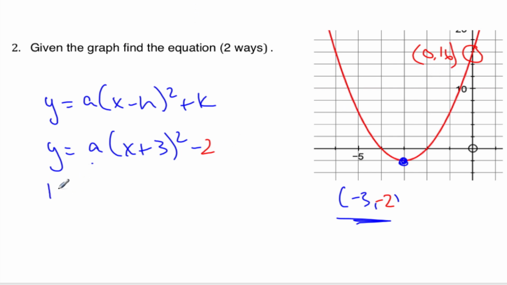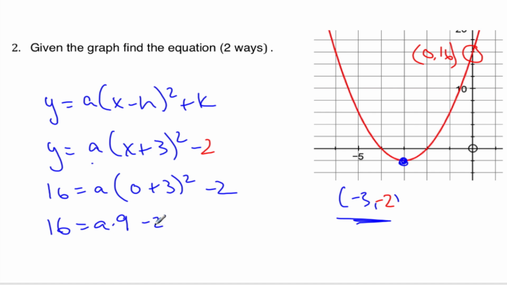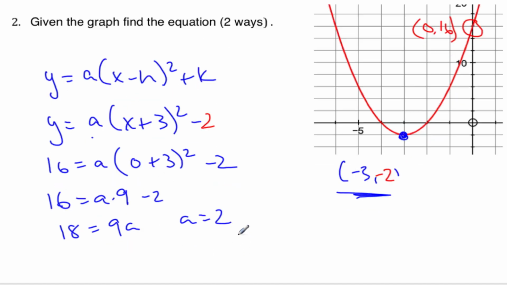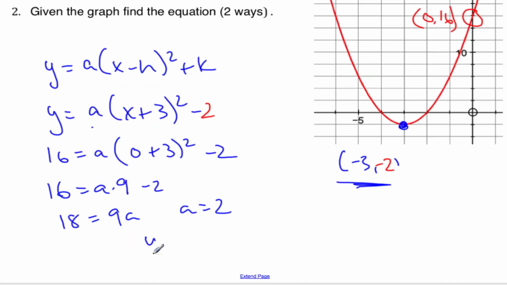We plug it in. So 10 is the y, a times (0 plus 3) squared minus 1. Okay, so 10 is equal to a times 9 minus 1. Add my 1, so I get 11 is 9a. And so a is 2. Okay, and so to finish off the question, write the equation. The equation will be y equals 2(x plus 3) squared minus 2.